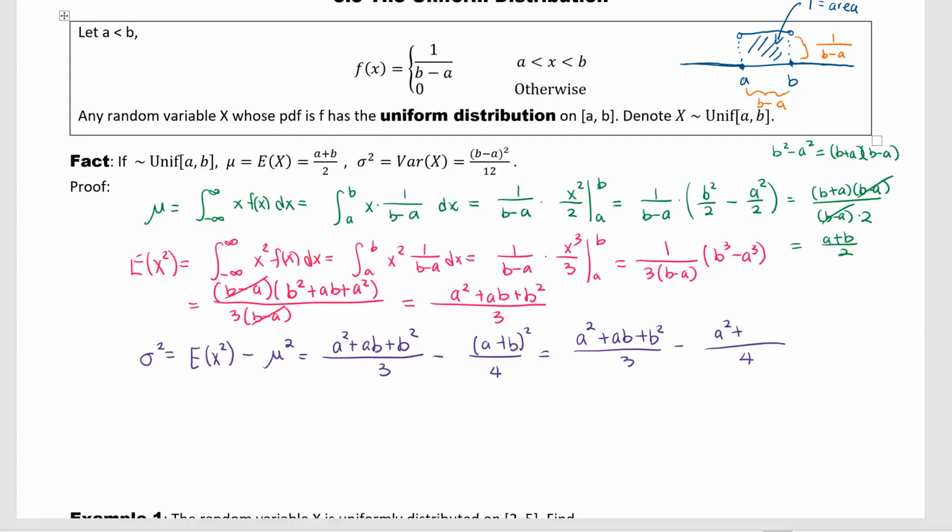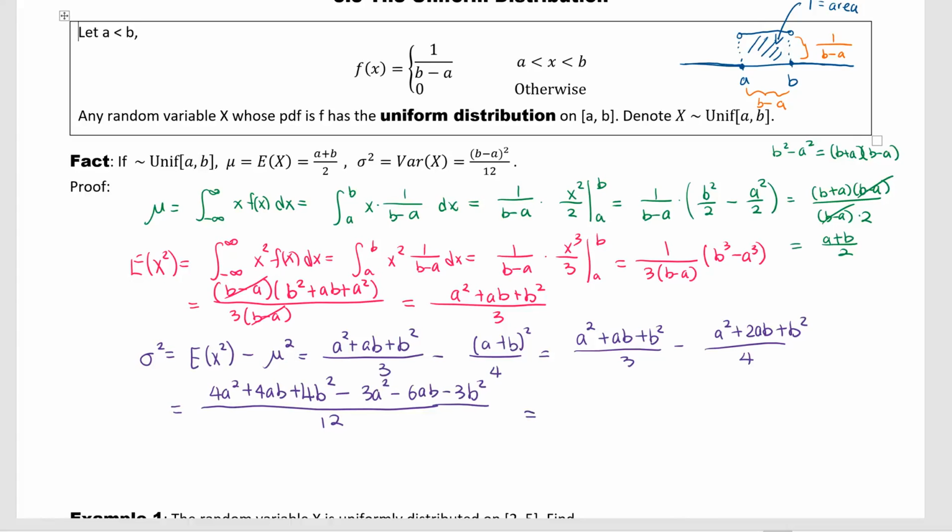out: a squared plus 2ab plus b squared. We take the common denominator, that's 12, and this guy we multiply by 4, so 4a squared plus 4ab plus 4b squared. Subtract that guy multiplied by 3, but because of subtract, we also distribute the negative. So minus 3 times 2, 6ab, minus 3 times b squared. Okay, so we play with the algebra.